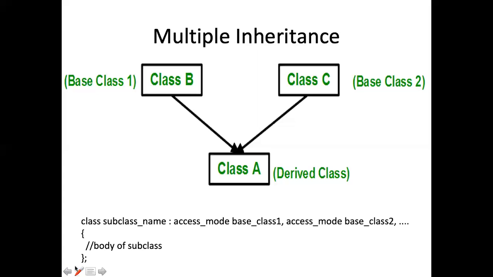Now here on the lower side of the slide, you see the syntax for writing the multiple inheritance case. You have the keyword class, the name of the subclass, and then the colon followed by the access mode, which so far we have kept private or public, followed by the name of base class 1, and then again the access mode, and then the name of the second base class.